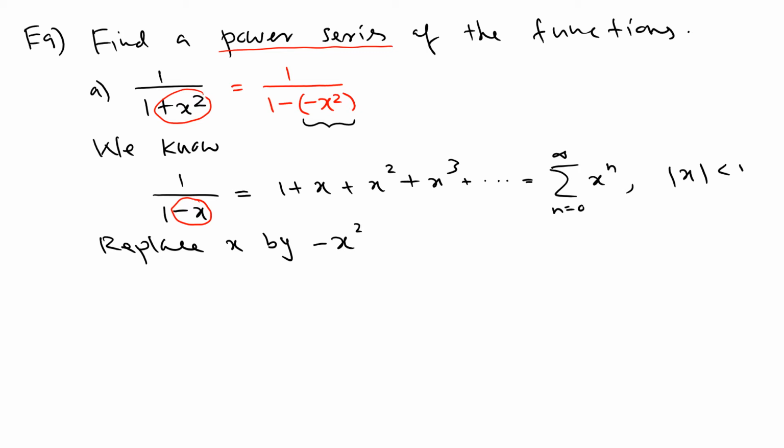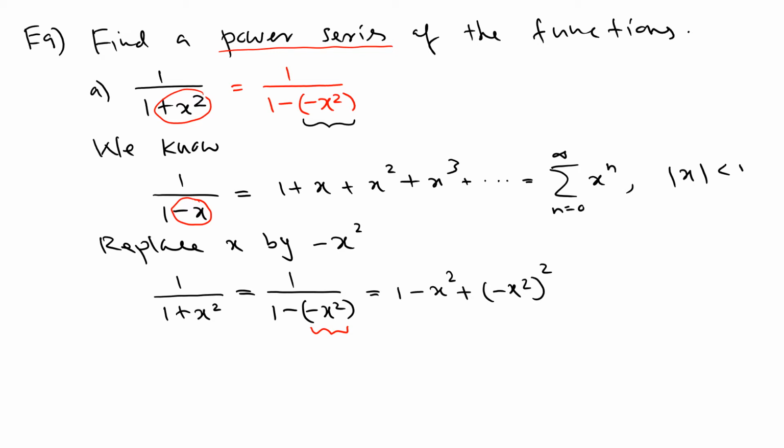So if you do that, 1 over 1 plus x squared is simply 1 over 1 minus negative x squared. That's the term we are talking about, so you simply replace x by that. Wherever you see x, put negative x squared. So the second term is going to be negative x squared, and then plus negative x squared squared, and then negative x squared cubed. Let's write the first few terms, and then we can do the same thing in the general term.